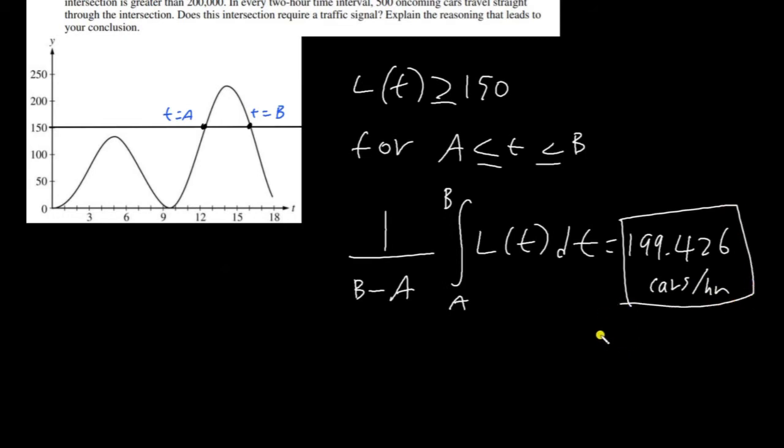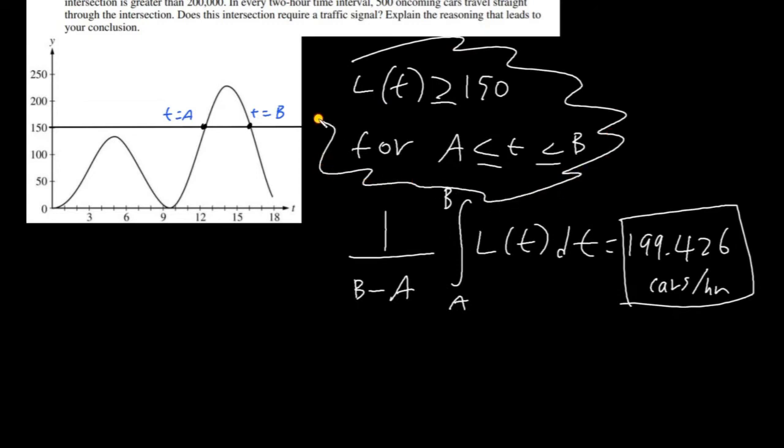Like that. Awesome. So in terms of points, 1 point for correctly stating that L of t is greater than 150 for this A and B there. 1 point for the correct integral for the average value. 1 point for the correct answer for the average value.